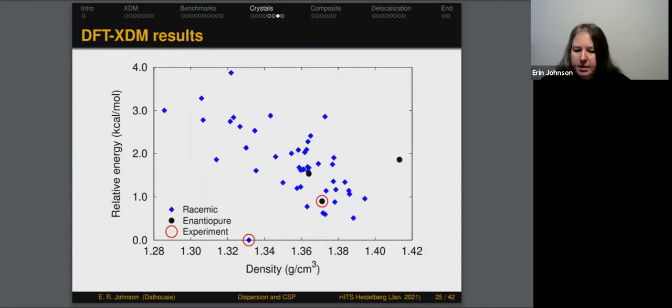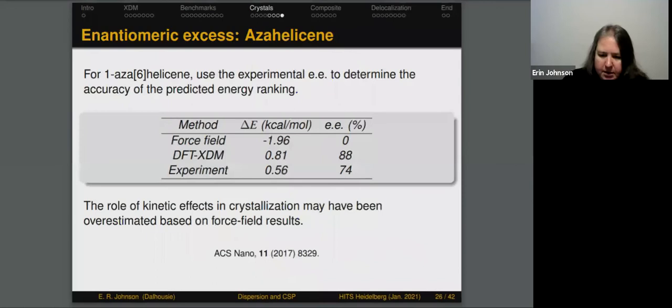So with the force field, we had the enantiopure being more stable. With the DFT, we had the racemate being more stable. Experimentally, they found an EE of 74%, which gave us a relative energy between 0.5 and 0.6 kcal per mole in favor of the racemate. So that most closely matched our DFT crystal energy landscape. Based on this, we're quite confident that at least for this compound, our dispersion-corrected DFT is doing a very good job of predicting reliable crystal energy landscapes. And also, we feel that the role of kinetic effects in crystallization may have been overestimated previously in the literature, since many of the landscapes have been predicted using perhaps less accurate force field methods.